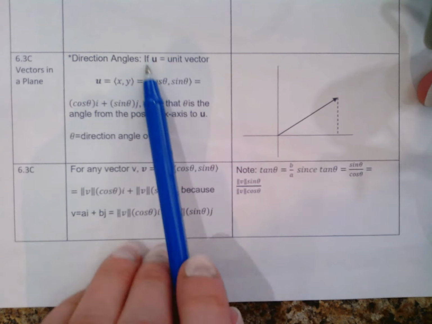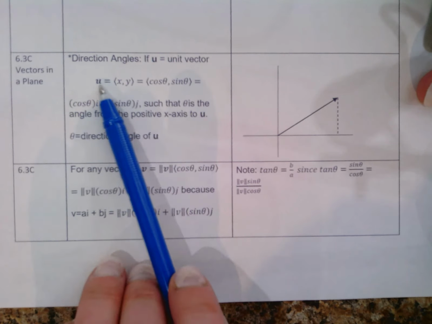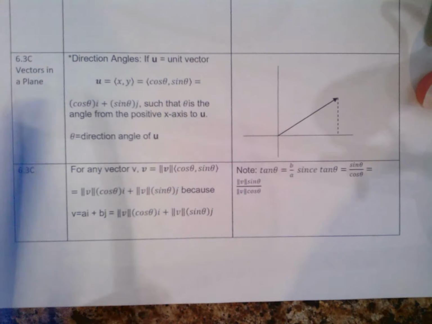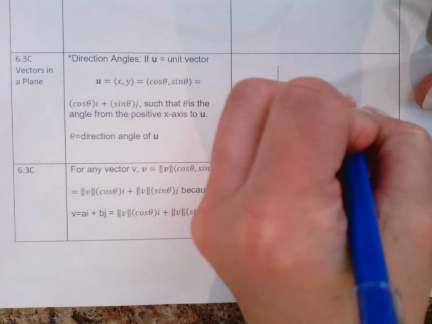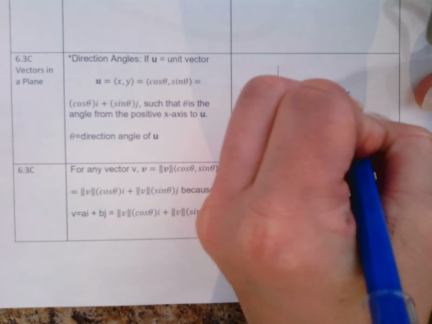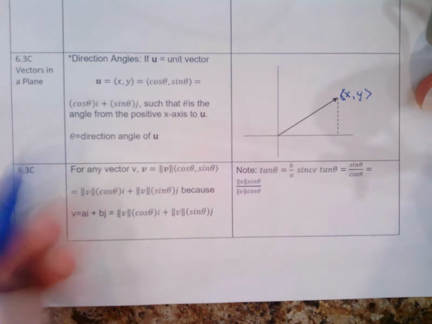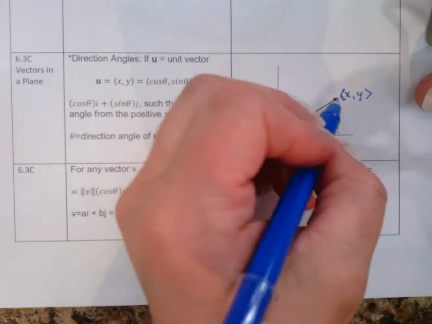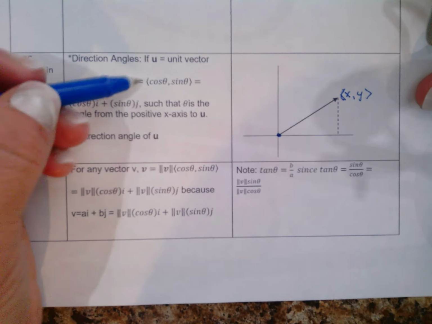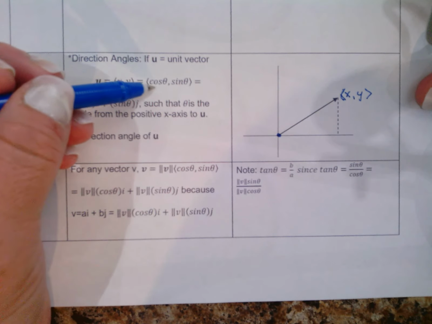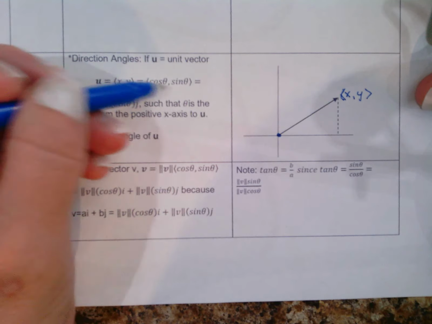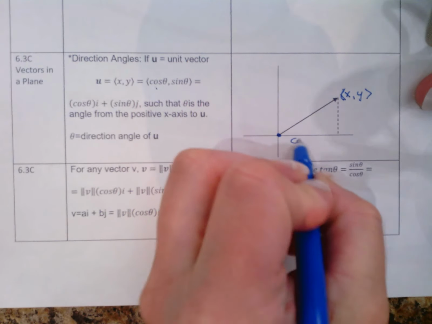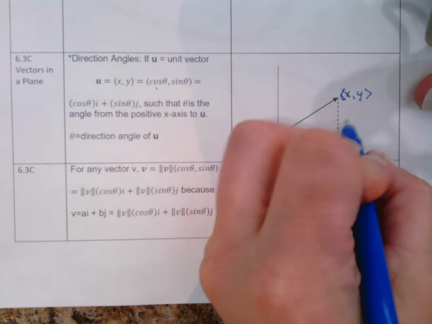A vector. So if u is a unit vector, then u equals the unit vector x, y. So I'm going to draw this x, y. Remember, a unit vector starts at 0, 0, and it goes the length of the vector. That's actually going to be the same thing as the vector cosine theta, sine theta. So here's our cosine theta, which is our x, and our sine theta, which is y.